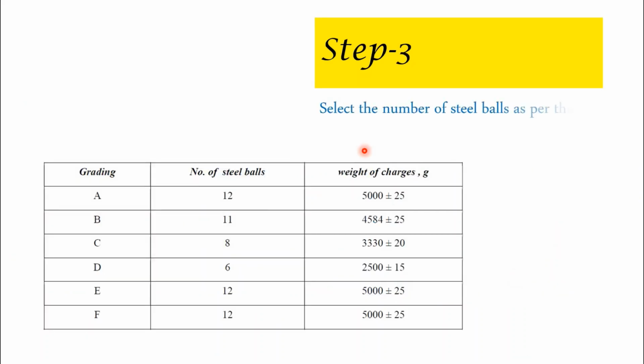The second step is to select the number of steel balls according to the table below. Here I told you we are taking grading number 2, B gradation. So for B gradation we need 11 steel balls. If it was A, we would require 12 steel balls whose weight is 5000 plus or minus 25 grams. Here we are taking B gradation, so we require 11 steel balls whose weight is 4584 plus or minus 25 grams.